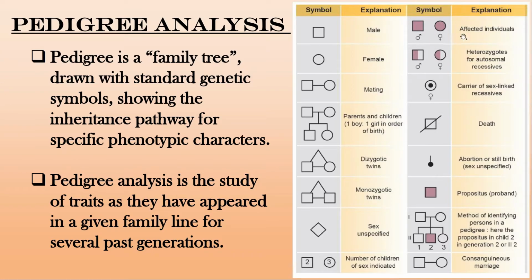Here you can see the affected individuals. If you are studying about any disease, if this is fully shaded, then both the individuals are affected. If it is partly shaded, then they will be heterozygotes, autosomal recessive. So they will be carriers and they will be passing on like that.